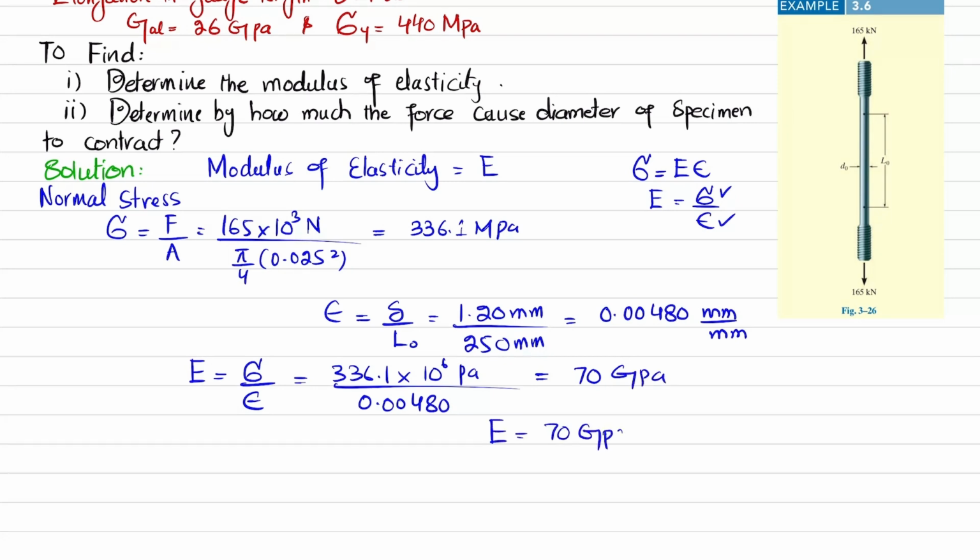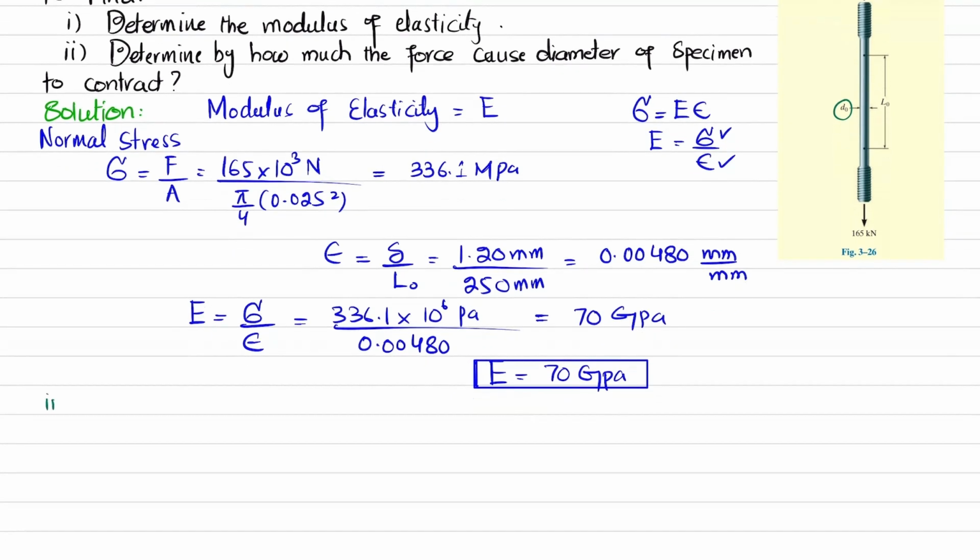Now we'll move towards the second part, in which we will see how much contraction there will be in the original diameter D0 due to this load of 155 kilonewton. So we'll move toward the contraction of diameter. We will find this contraction of diameter by using this equation: we know that Poisson ratio is equal to lateral strain over longitudinal strain. We have the longitudinal strain, but we do not have the lateral strain. So how will we find this?